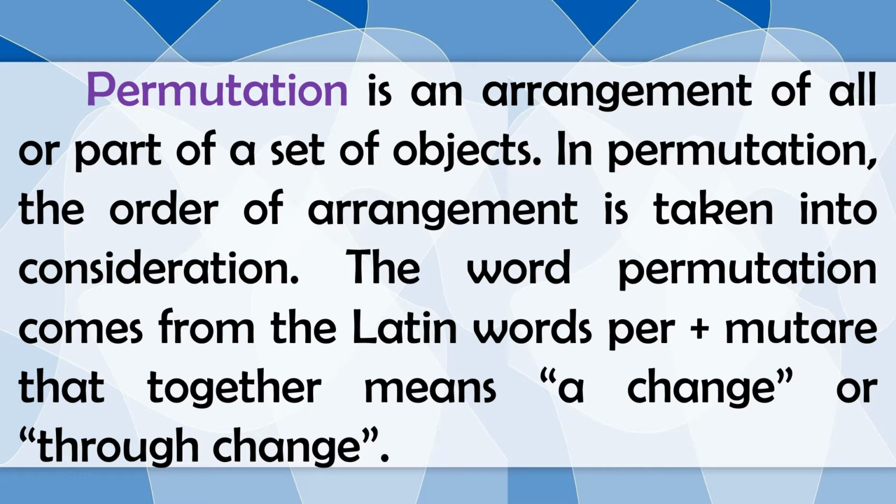What is a permutation? It is an arrangement of all or part of a set of objects. In permutation, the order of arrangement is taken into consideration. The word permutation comes from the Latin words per plus mutare, that together mean a change or complete change.